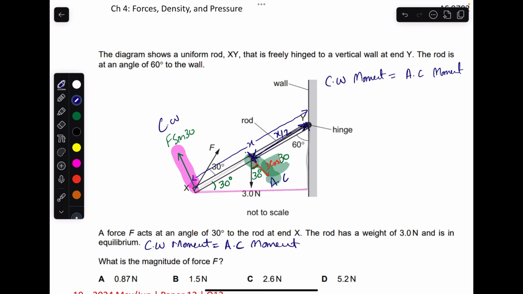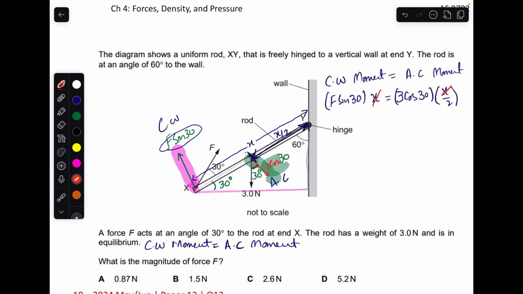So clockwise moment: force is F times sine 30, multiplied by the distance from the force to the pivot point, that is x, equals the anticlockwise moment. This is the force, and the distance from the force to the pivot, this is the pivot, is x by 2. So this is 3 cos 30 multiplied by x by 2. Okay, so this x will be cancelled with this x, and you have to find F.